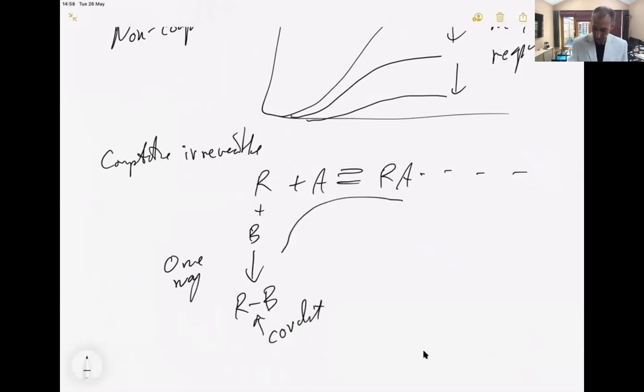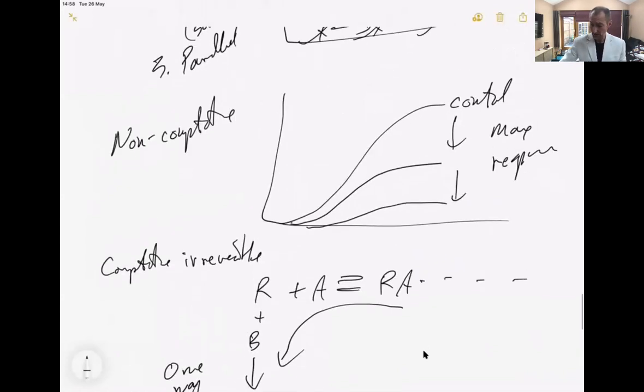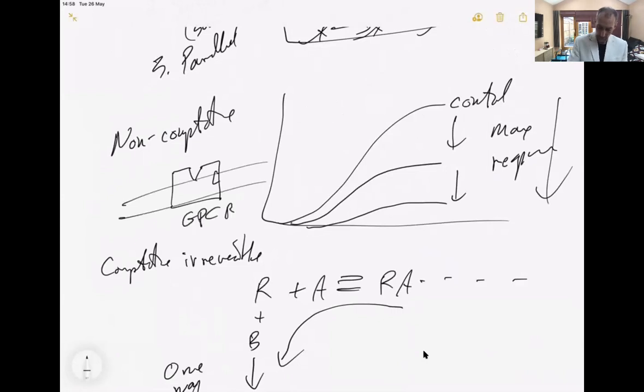This will permanently shift the number of receptors, thus decreasing the maximum response. So that's a non-competitive or a competitive irreversible. Non-competitive is usually binding at a different site. So if we have a GPCR, and this is the orthosteric site, that's where the competitive irreversible or the competitive antagonist would bind. So B could bind there, or A could bind there. We could have something called C that binds to another site here and just alters it. That's how we get non-competitive. They're allosteric sites.